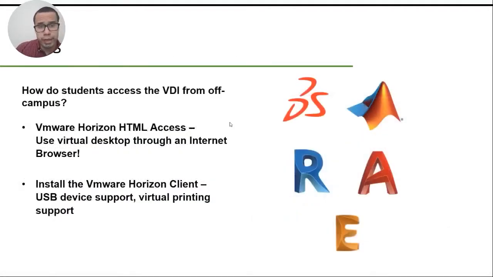So how do they get access? How do they access the VDI from off campus? Pretty much they use HTML access, which is any browser like Google Chrome and things like that, or they can install the app on their computers, and then they get access to the software.